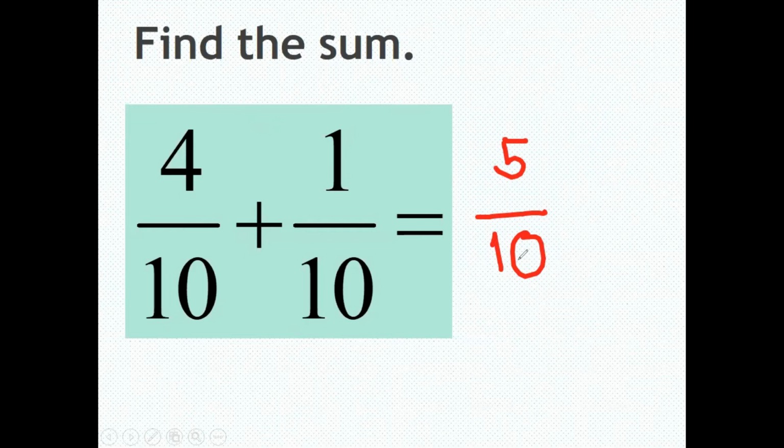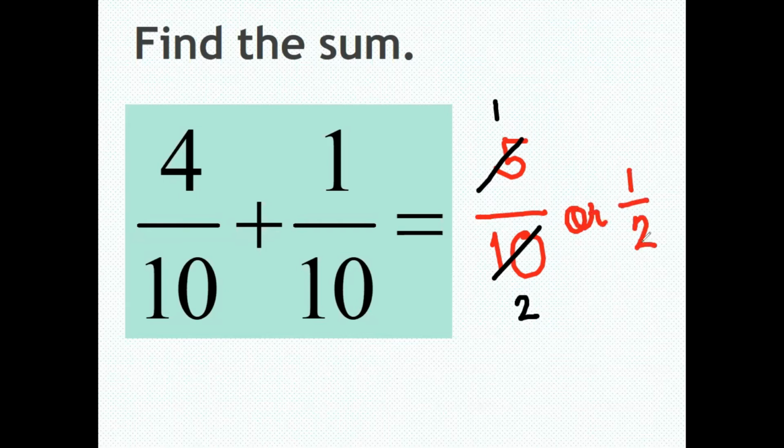5 and 10 have a common factor, which is, yes, that's right, the GCF, or the greatest common factor, of 5 and 10, which is 5. So all you have to do is divide each numerator and denominator by their GCF. So 5 divided by 5, that gives you 1, and 10 divided by 5, that gives you 2. Therefore, our final answer is 1/2. Yes, 4 tenths plus 1 tenth is equal to 1/2. Alright, let me circle the final answer.